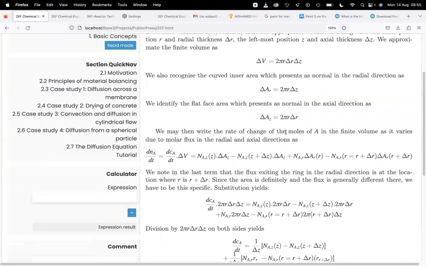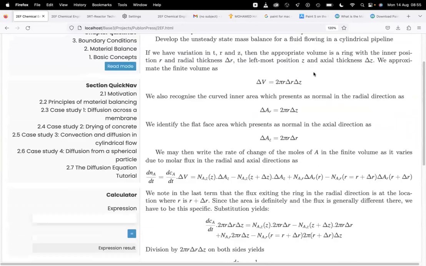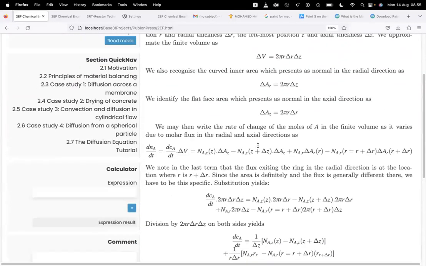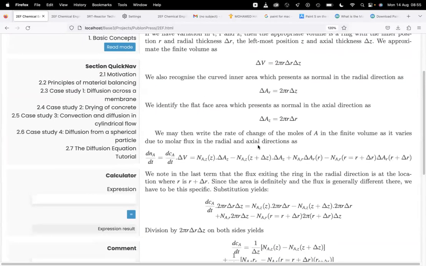So with those defined, it is useful, before you jump into the material balance, to define all those things. So define the volume of this finite space, and then define also the areas that might be normal there. Okay, and let's now look at applying this in our material balance.